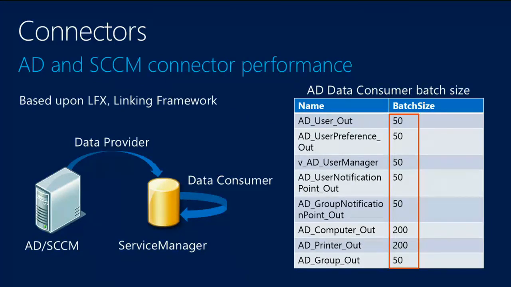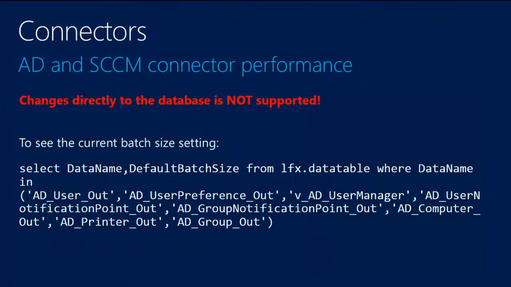These are the default values. If you would like to tweak this, you'll have to edit your database. You'll have to run queries against your database, and updates directly to the database are not supported. So try this out in your lab environment. I'm using this at customers, and it is working well, but it's still not supported. If you would like to see the current batch size of the AD connector data consumer part, this is the query you can run. If you run this query, you will get back the batch sizes that you just saw.